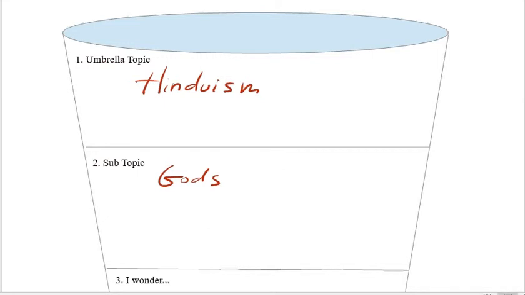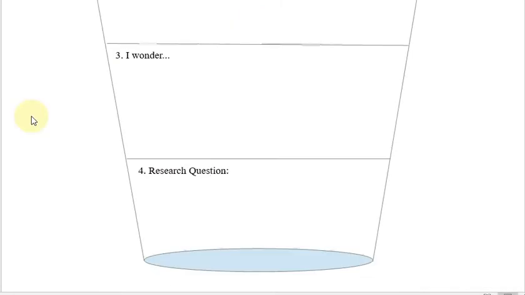So the next thing we have to do is fill in this I wonder section, number 3. This is where you start to brainstorm. You start to ask questions. I wonder what the gods of Hinduism look like. I wonder how many gods there are. I wonder, why are some of them blue? Why do some have like 4 arms? And on and on and on, right?